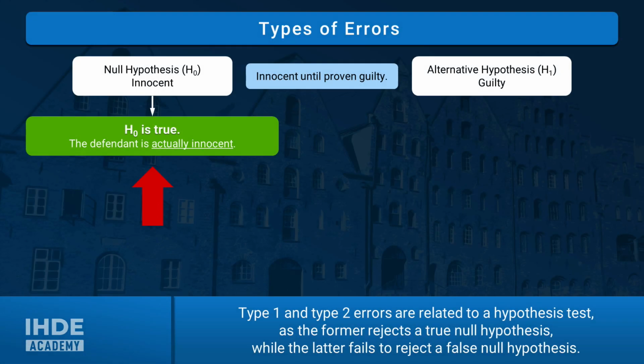Again, using our example of a criminal trial, we have the null hypothesis of innocence on the left and the alternative hypothesis of guilt on the right. Only this time we assume that the null hypothesis is true and that the defendant is innocent. Another time we believe that the alternative hypothesis is true and that the defendant is indeed guilty. Now, what can go wrong?